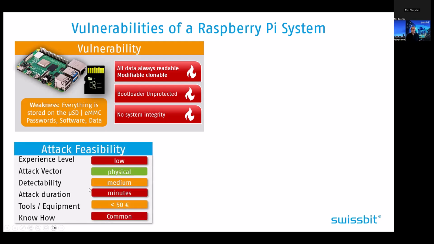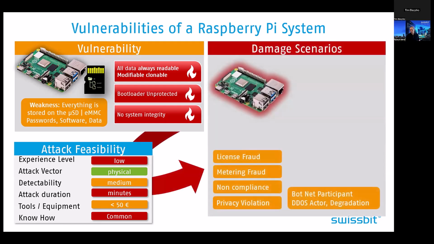Regarding attack feasibility, what do I need to do to perform this attack? The experience level is very easy. The only thing that's green here, and green means bad for the attacker, good for the protector, is that the attack vector is physical. You need to be physically, locally at your device and pull out the card. That's the only hurdle. All the rest is very easy and very cheap. No special skills needed.